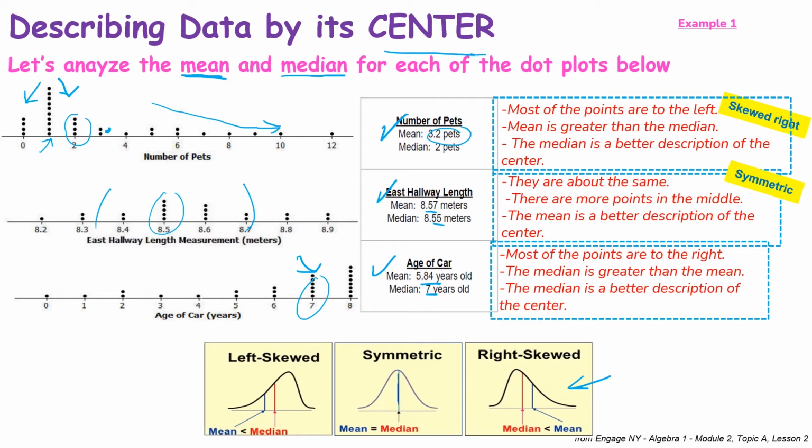And so remember, if the graph is skewed, so this graph would be skewed to the left because that graph gets smaller on the left hand side. And so remember, if the graph is skewed left or right, the median is a better description for that graph. If the graph is symmetric, then the mean would be a better description for the graph.